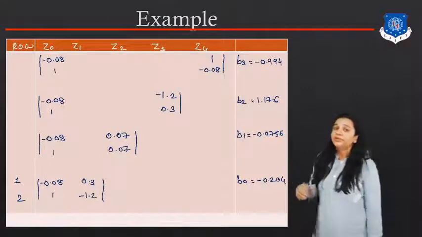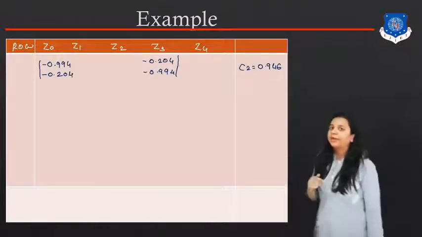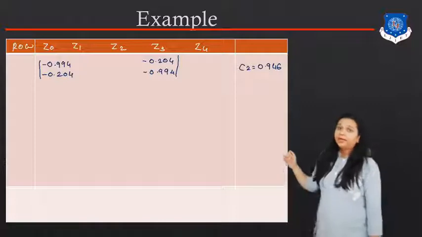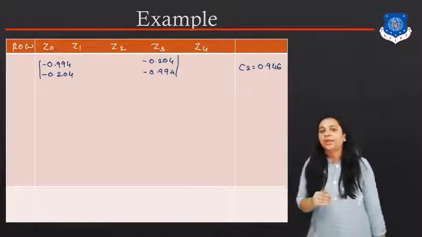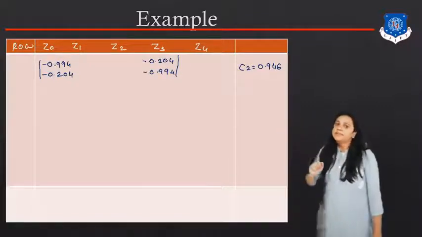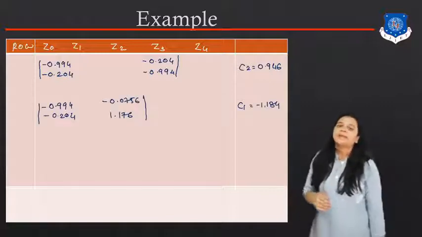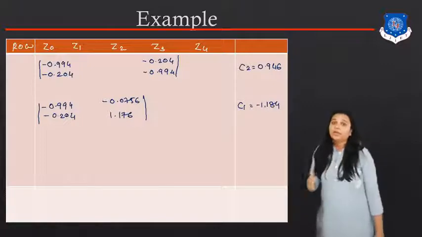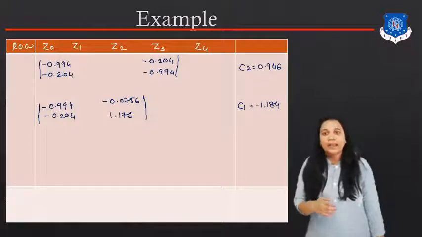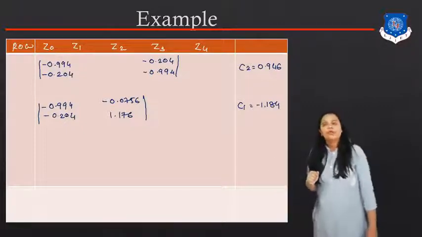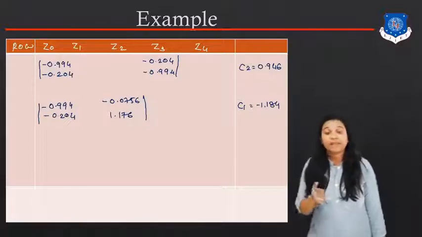And for that we are using these values. So first of all, minus 0.994, minus 0.204 and again in the lower side minus 0.204 and minus 0.994. Simplify that, we can get C2, it is 0.946. Again we have to find the C1, it is minus 1.184. It is the cross multiplication of minus 0.994 and 1.176 and the minus 0.204 and minus 0.0756.